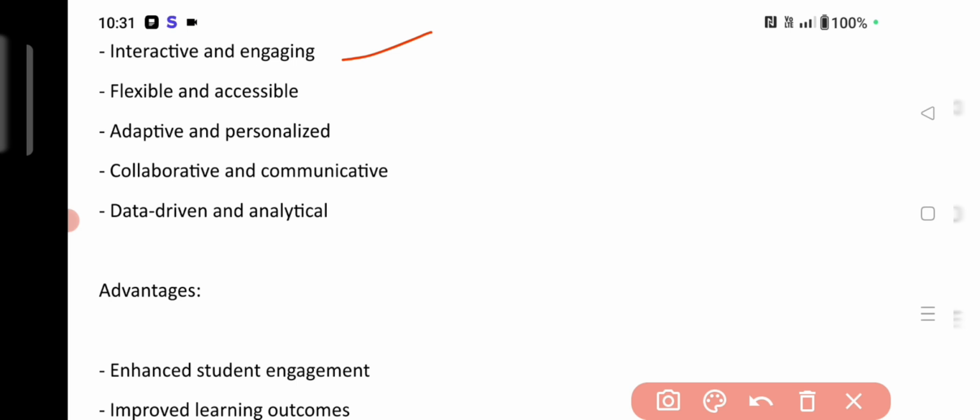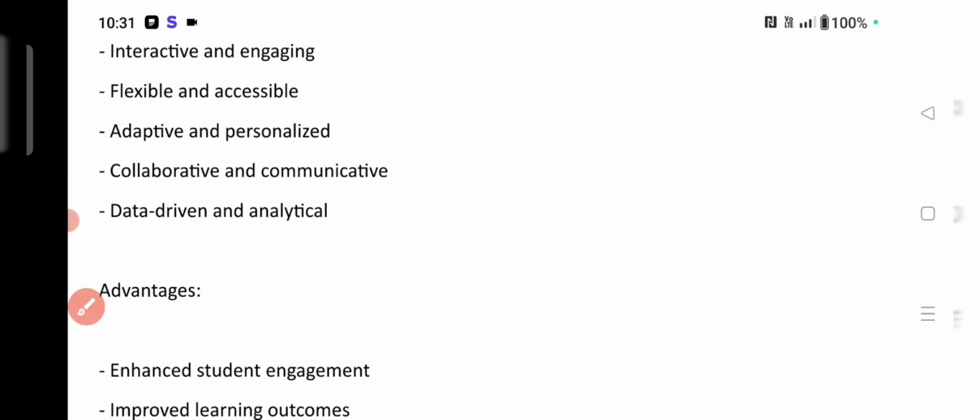It is engaging by whom? By the students, to learn through the technology. Flexible and accessible, so everyone can use this technology. There are not many skills required, they just need some basic skills and basic knowledge about it. Adaptive and personalized, collaborative and communicative, data driven and analytical.